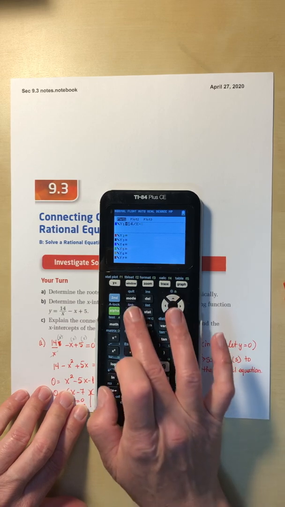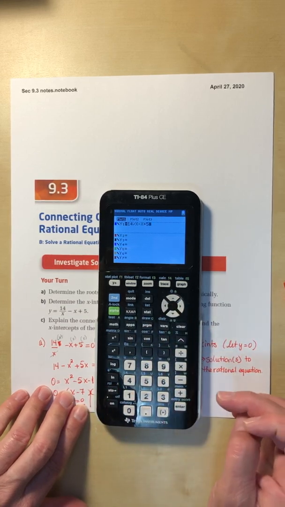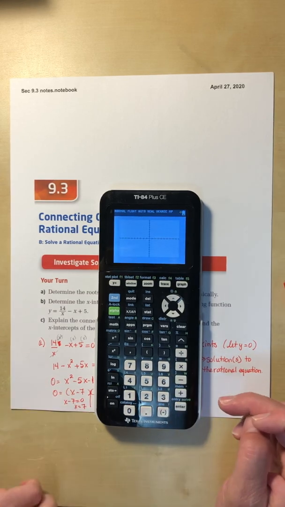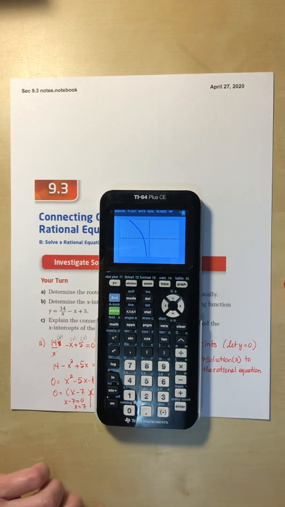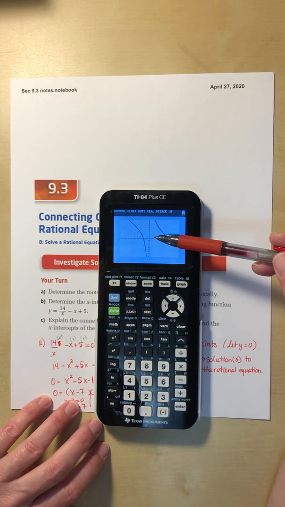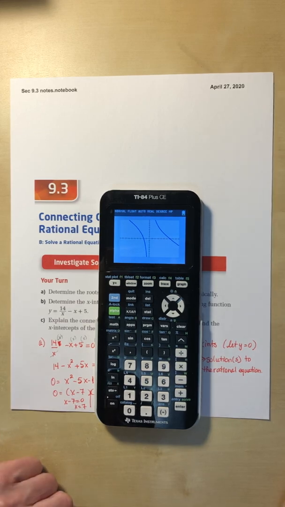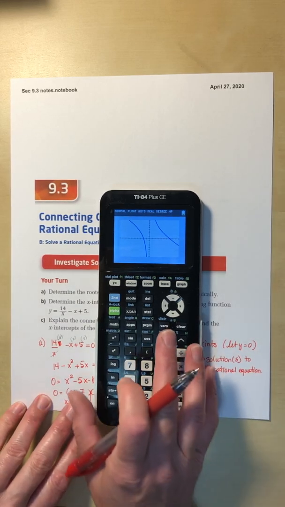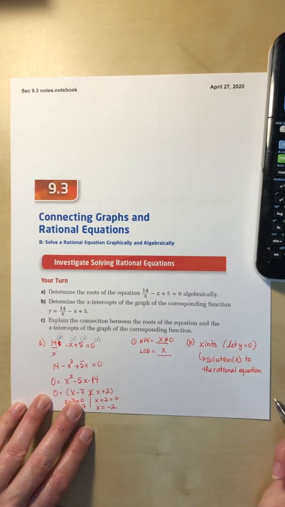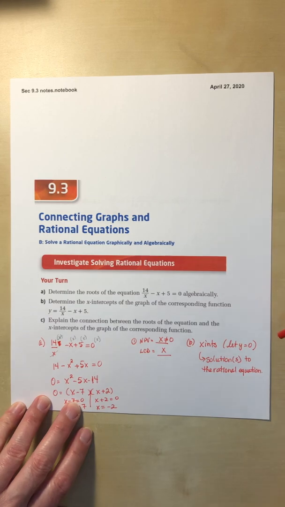minus x plus 5. And if we're going to go to a nice window, you're going to see, yes, that we have one solution at -2 and another x-intercept at 1, 2, 3, 4, 5, 6, 7. Yep. So those two things are going to correspond, that when you are finding the x-intercepts of a graph, you're finding the solution. And that's what part C is asking us to do.